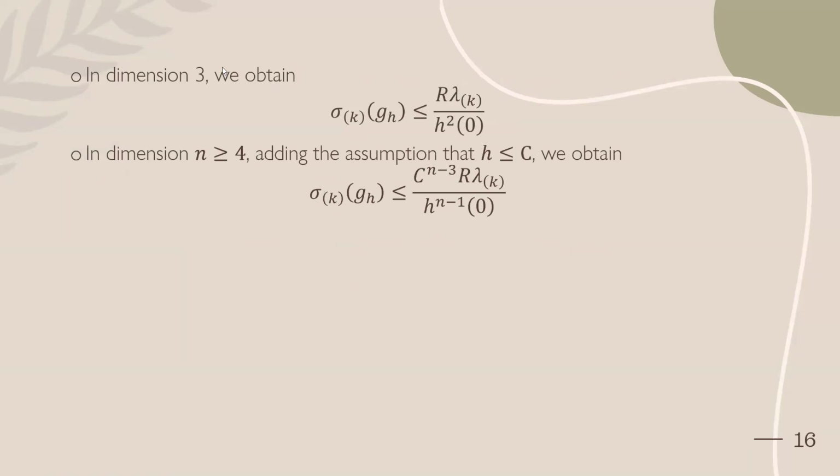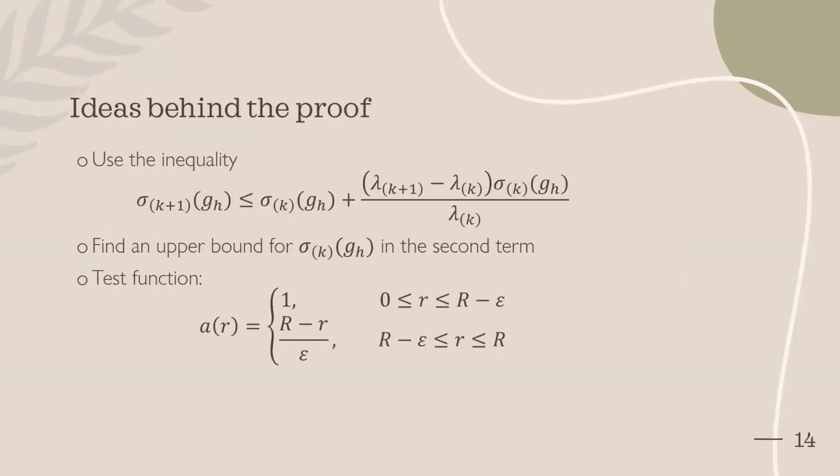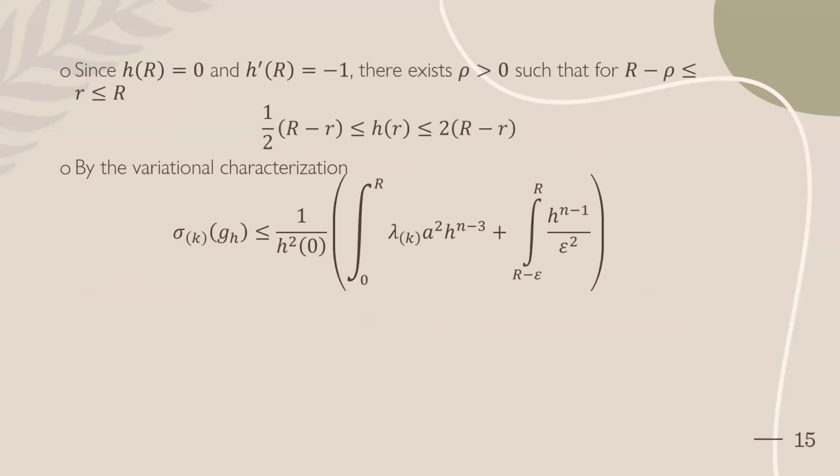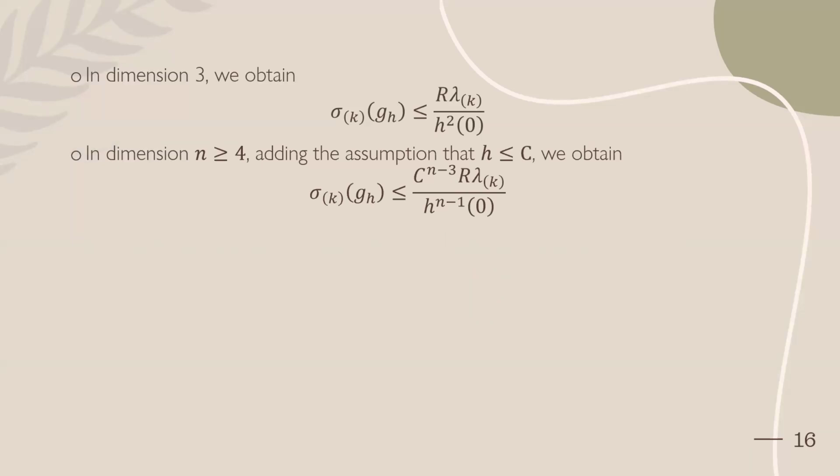So if we do the calculation, we obtain the following upper bound in dimension 3. And in dimension 4, adding the assumption that h is bounded by a constant, we obtain the following upper bound. And then we use those upper bounds in the first inequality that we obtained. No, not this. I will go back. So we use the upper bound in the inequality right here. So we obtain the upper bound for the spectral gap. So at this point, this concludes the proof for dimension greater than 4.